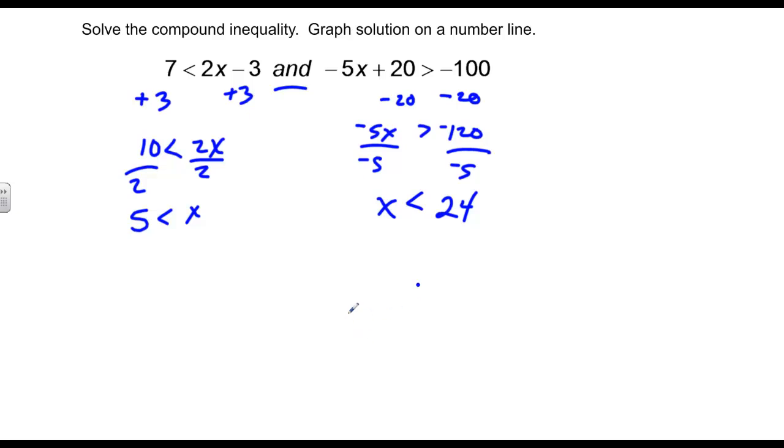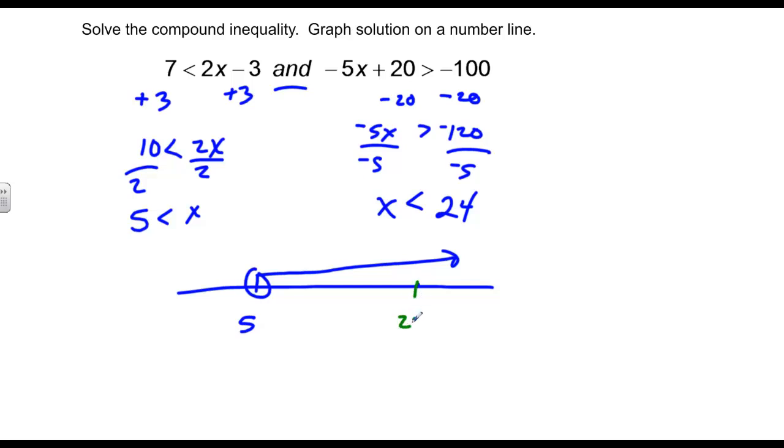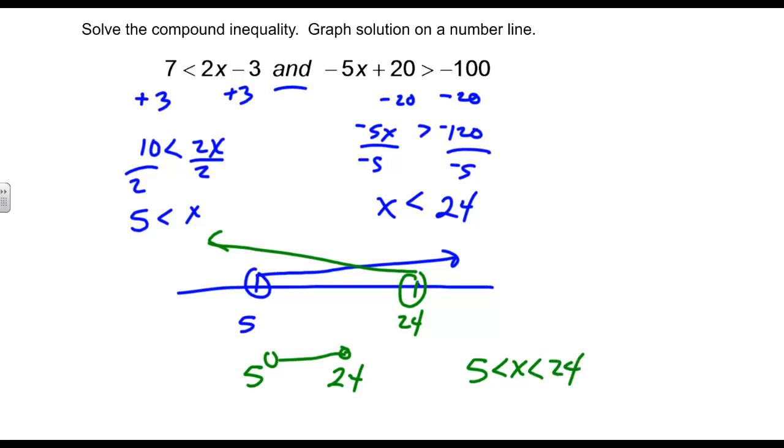24. And if I were to take and graph that on a number line, here's my 5. Open circle, moving to the right. Here's my 24. Open circle, moving to the left. I need to represent as the answer the intersection of the two, which goes from 5 to 24, both. And then I need to state that in an algebraic fashion, so I say 5 is less than x, which is less than 24, like so.